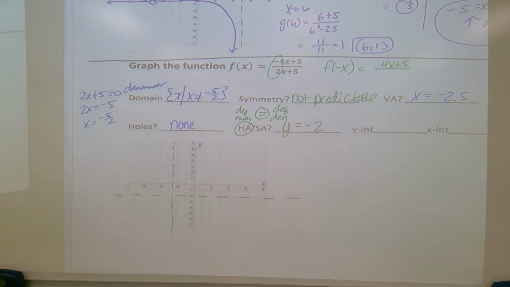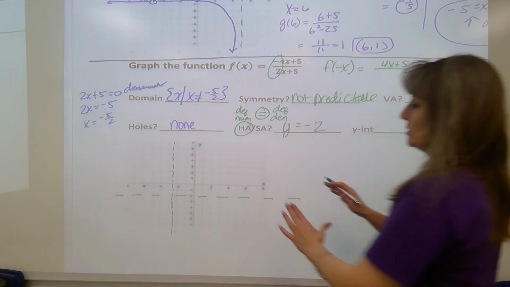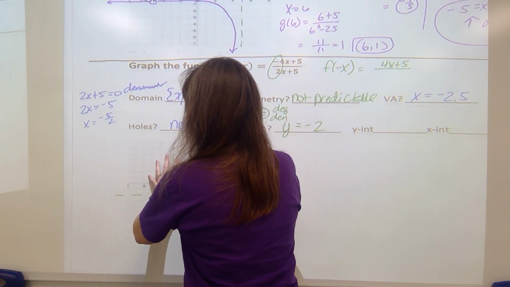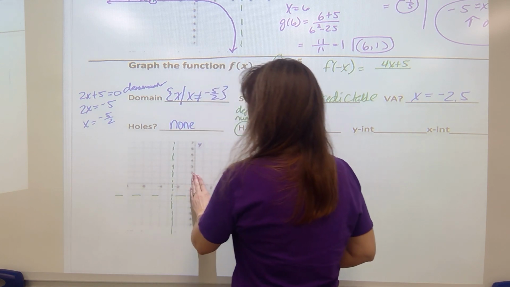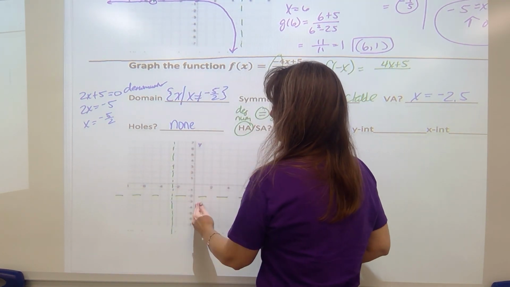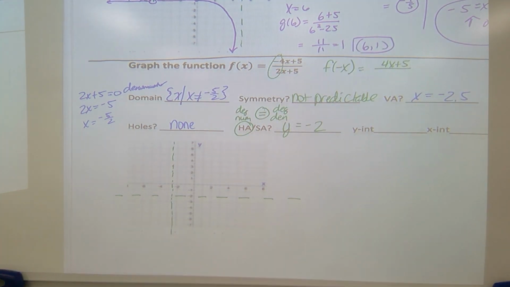So I can see why I didn't have symmetry. I took my function, I shifted it to the left and down. So yeah, it's not centered on the origin, it's not centered on the y-axis, no predictable symmetry.